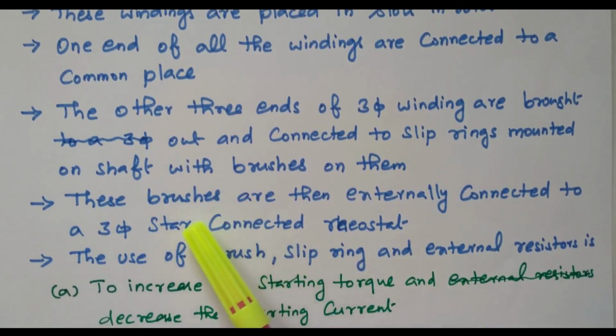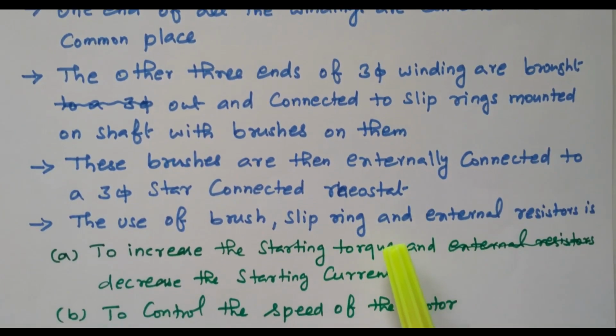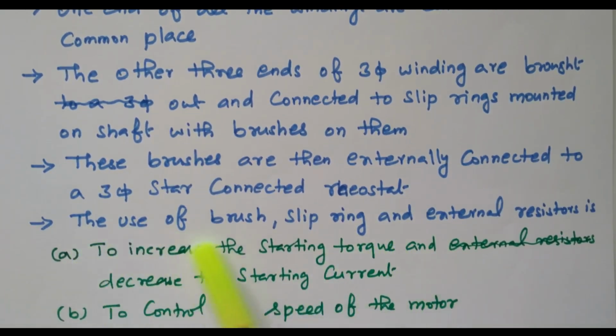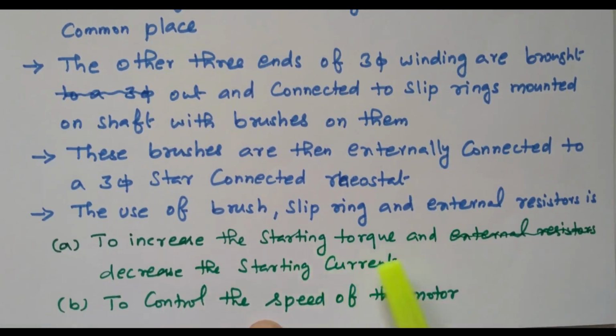These brushes are then externally connected to the three-phase star connected rheostat. The external resistances are connected, and the other end is connected through the rheostat. Why are we connecting this rheostat? The use of the brush, slip ring and external resistor is to increase the starting torque and decrease the starting current.